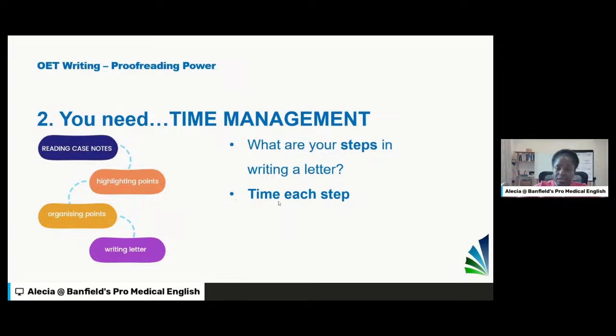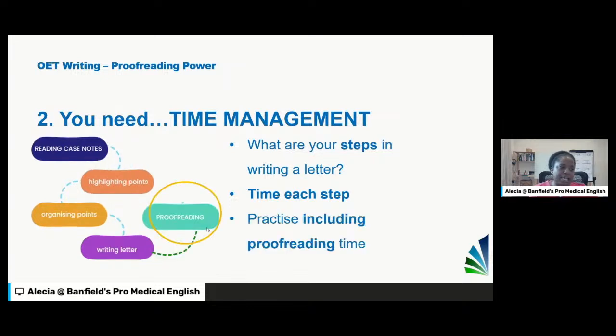Okay? Time yourself. Like get a clock and time yourself. Why? Because now you can look at the steps, see how much time you're using, and start to chisel away a minute. Chisel away a minute. So maybe your steps look like this. Reading the case notes, of course, 5 minutes. You have to. Highlighting, once they say you can start reading, highlighting the important points. Then your next step might be organizing those points in some order. And then writing your letter. Now, I call this the planning stage, and this is the writing stage. So, how many minutes do you actually take to do each of those?